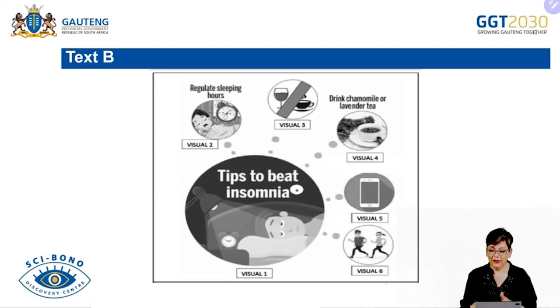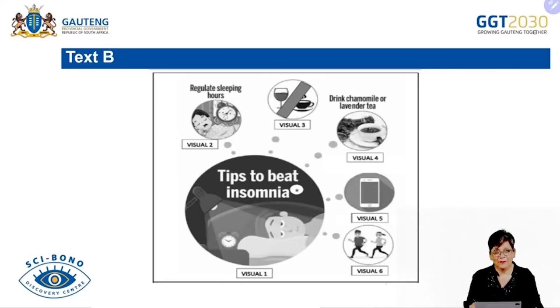We've got visual 3. Well, there's a line crossed through that. We've got visual 4. It says Jinkamlal or lavender tea. Okay, I suppose that's lavender at the back. We've got visual 5. Looks like a phone. And 6 looks like 2 people running. All right.